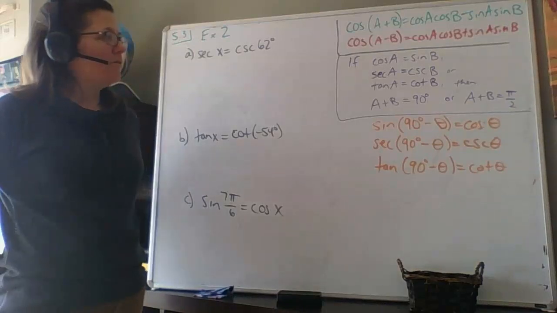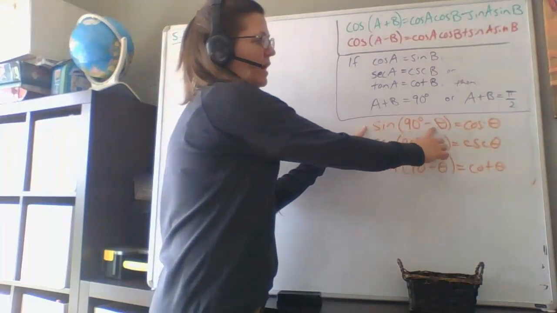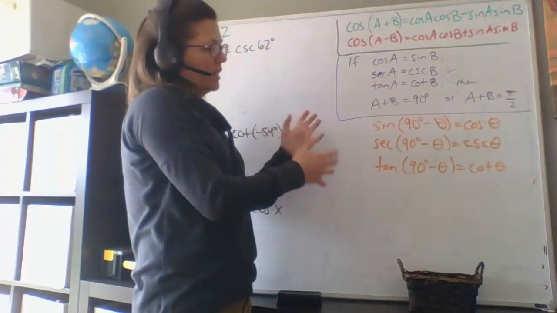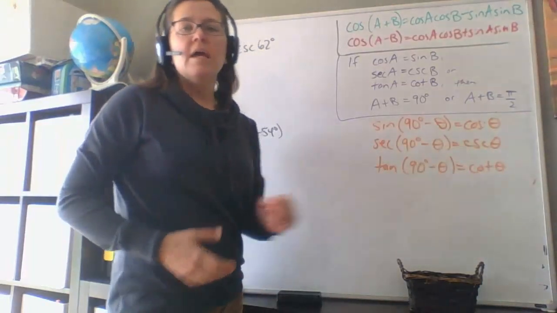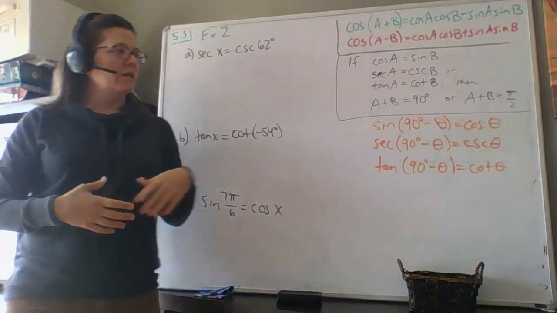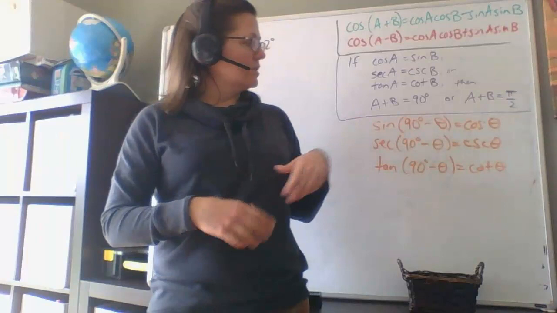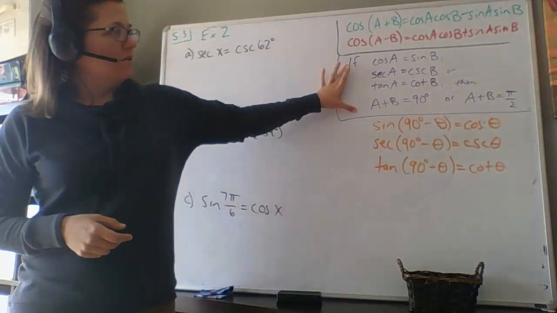We've seen these before where we have the sine of 90 degrees minus theta equals cosine of theta. That's the same with secant and cosecant, tangent and cotangent. In the notes, you can see it's also written as the cosine of 90 degrees minus theta is equal to sine of theta. However, I like to think of it a little differently.